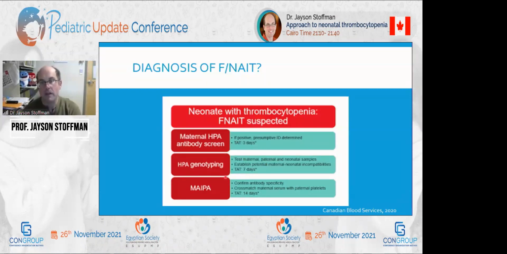Then you go into the more definitive tests. So genotype mom and dad, prove that they have a mismatch. That takes about 7 days. And while you're doing that, MAIPA is the gold standard test. This is a very technologically challenging test. It takes a long time in the lab. It will confirm that mom has an antibody that will attack the baby's platelets. It's a cross match, again, of maternal serum with paternal platelets, because we assume that there's the match there. Turnaround time of 14 days. So these are all very helpful. If they come back positive, they confirm that you've got NAIT.